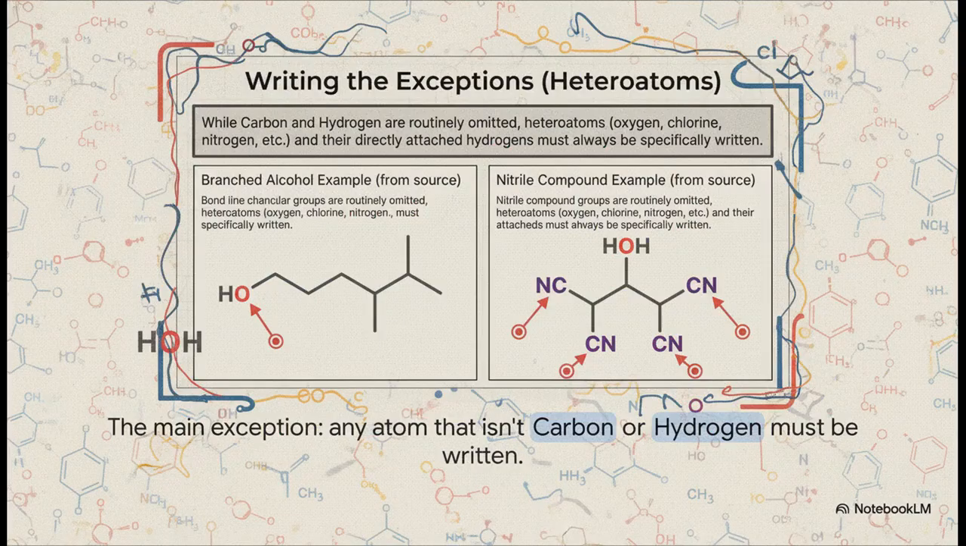So you might be wondering, what about atoms that aren't carbon or hydrogen? We call those heteroatoms. And the rule here is super simple. They are never invisible, ever. If you've got an oxygen, a nitrogen, a bromine, whatever, you have to write its symbol out. You can see it there with the OH for the alcohol and the N for the nitrile. No hiding allowed for those guys.